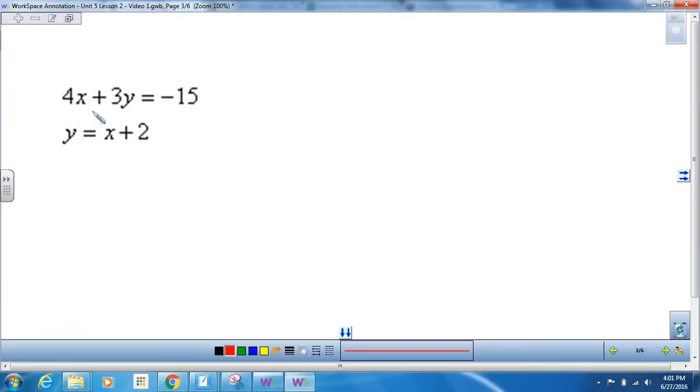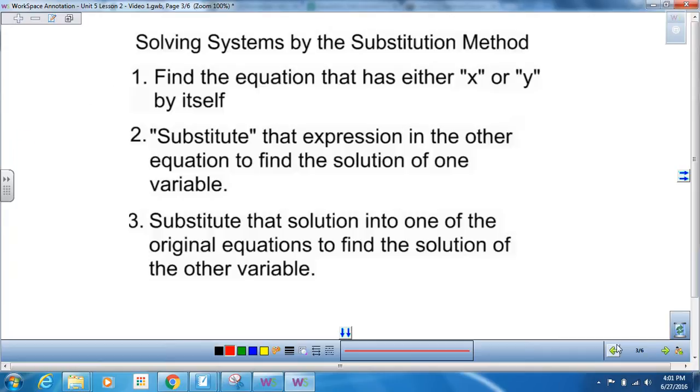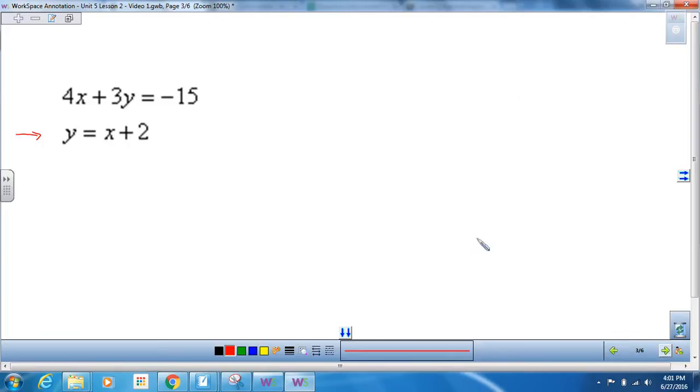All right, so the equation that has x or y by itself would be the bottom one. It has a y equals. Okay, we're going to substitute that expression in the other equation to find the solution of one variable. Okay, so y equals x plus 2. So I'm going to put a box around that. So y equals this box.